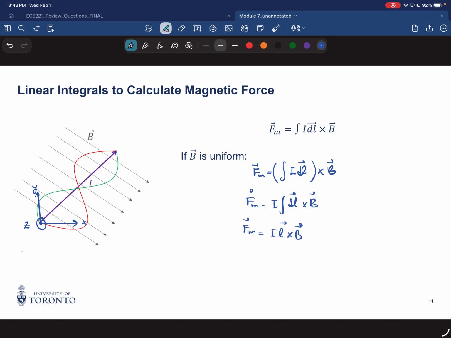It's like into the page. Into the page? Okay, let's see. So we have fingers that way. Yes, exactly. So you would have Fm going into the page, right? Now, what if this piece of wire, the current, wasn't the purple one? What if it was the red one? What would be IDL cross B then?